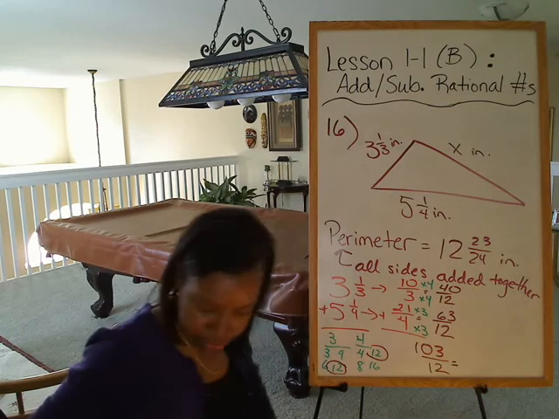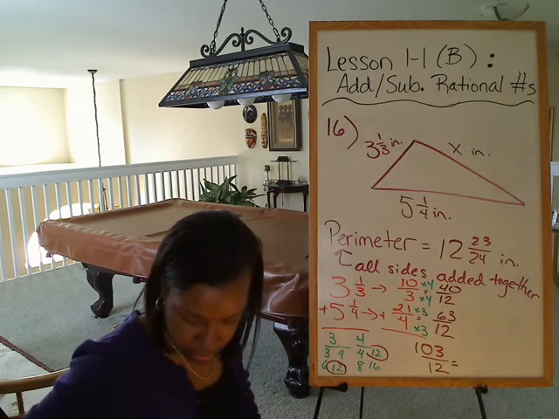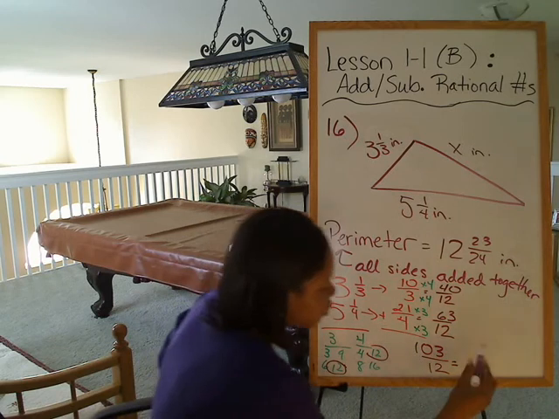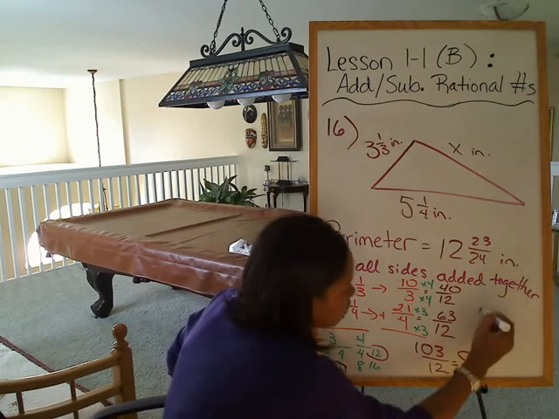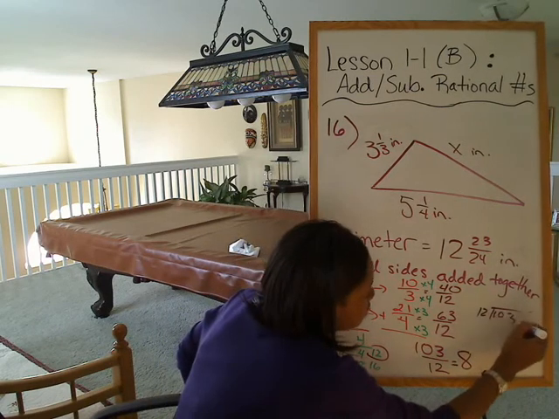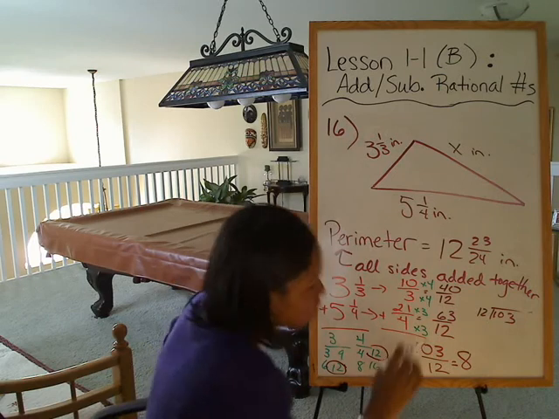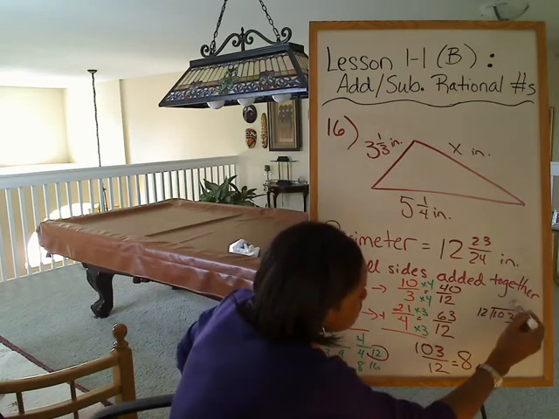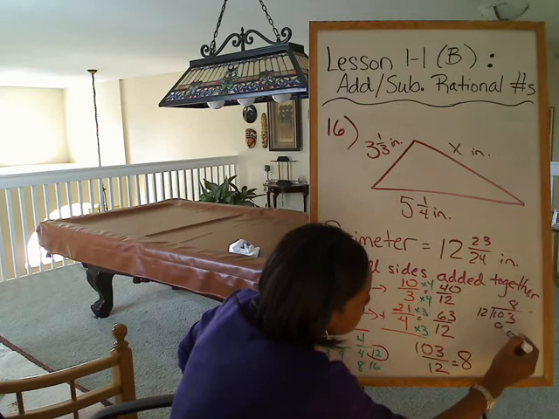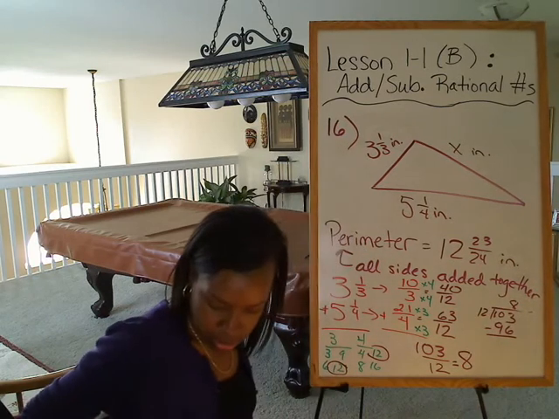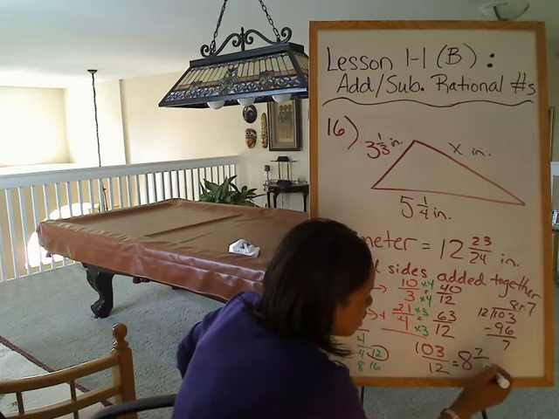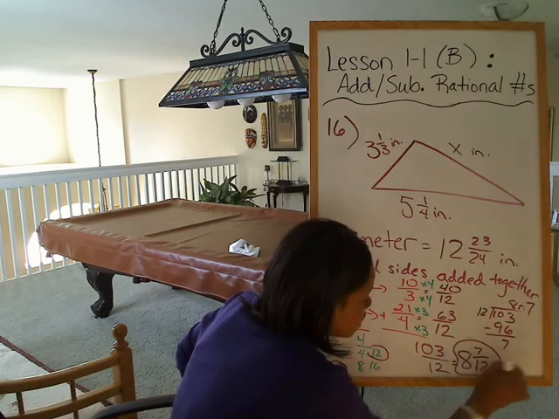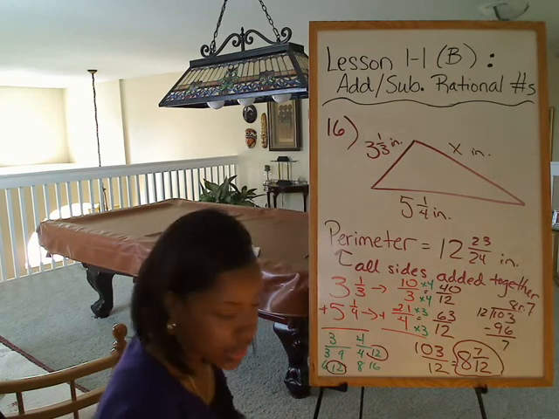If you divide, 12 goes into 103 8 times, and the remainder is, I'm not even sure. Let's do it over here. 12 goes into 103 8 times, and 12 times 8 is 96. So when you subtract, you get 7. So the remainder is 7. So you get 8 and 7/12 as your final answer, because 7/12 cannot be simplified. We're done.